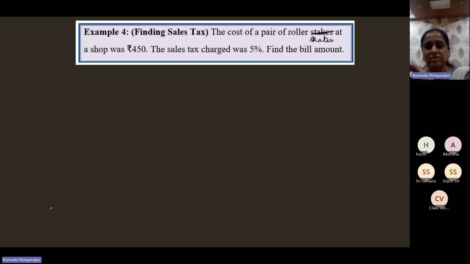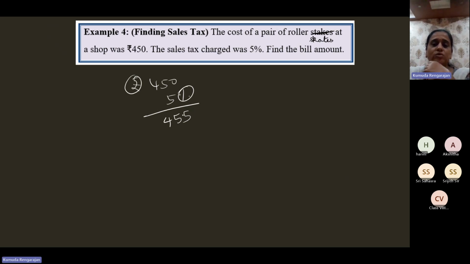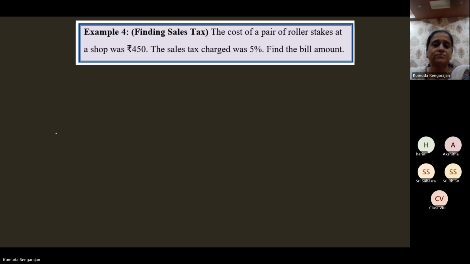Now the sales tax as a percentage is 5%. Now we'll find the sales tax in rupees. Only then you can add it to 450 rupees. You cannot add 450 rupees and 5% sales tax and say, okay, I have to pay 455. No, you cannot add rupees and percentage. So this 5% sales tax you should find in terms of rupees.